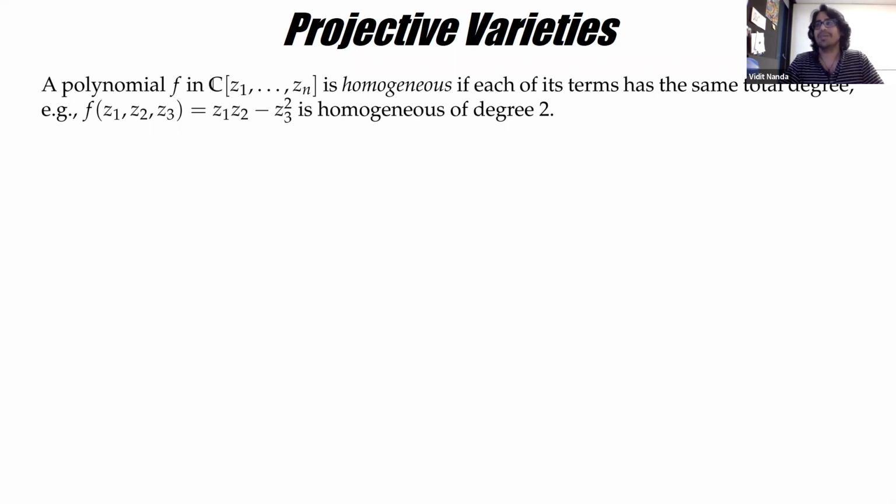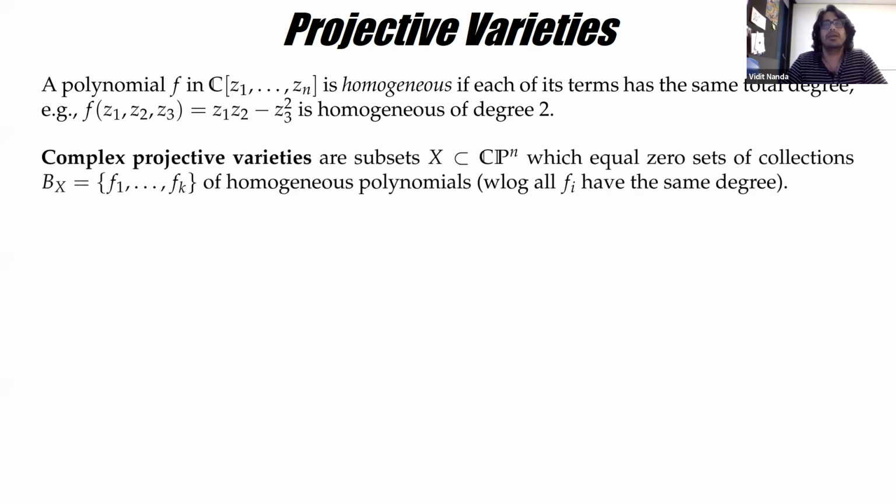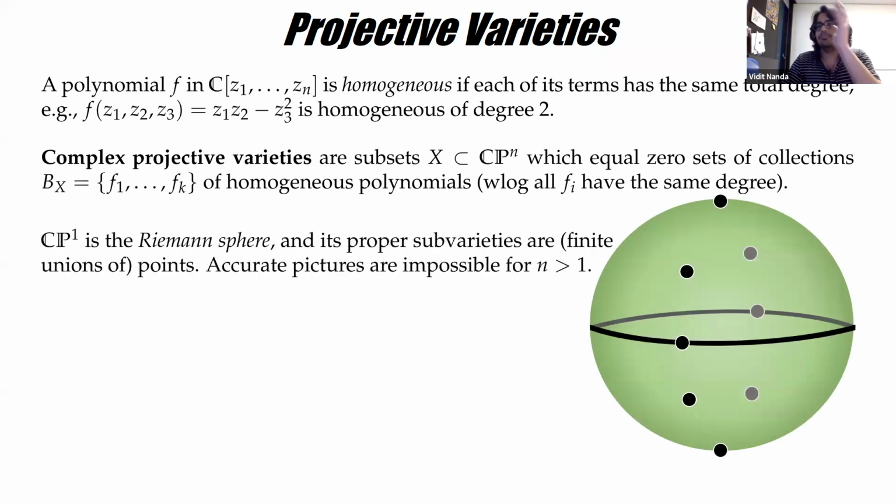So here's the basic thing you would see in a graduate course on algebraic geometry. A projective variety is a zero set of a homogeneous polynomial, or some collection of homogeneous polynomials. Here, everything is happening over the complex numbers to keep life a little bit easier. And so here's one: Z1 Z2 minus Z3 squared is a homogeneous polynomial of degree 2. Its zero set is a projective variety. The baby example is a Riemann sphere, and its proper subvarieties are finite unions of points.